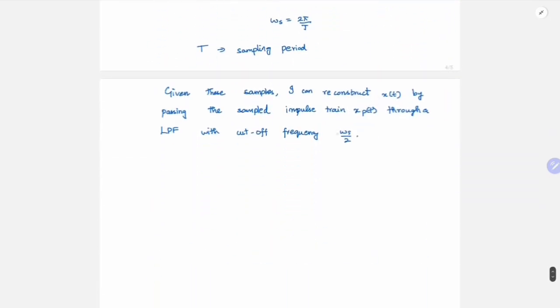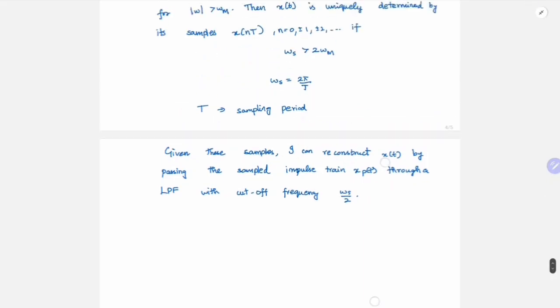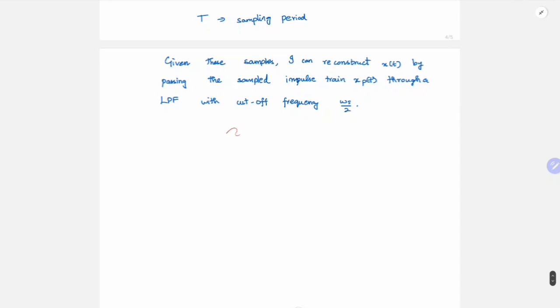So in the generic case, I'm just writing omega s by 2. And this frequency of 2 omega m, right? So omega s equal to 2 omega m is called the Nyquist rate in terms of sampling, and omega m itself is called the Nyquist frequency. So the Nyquist frequency is half of the Nyquist rate.